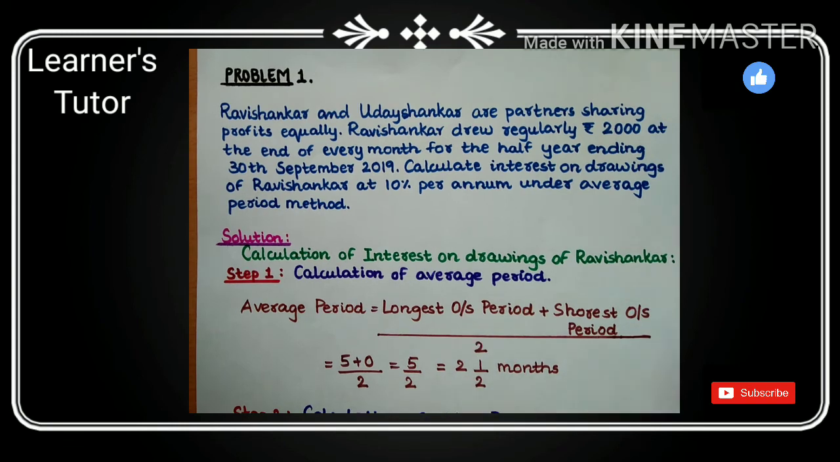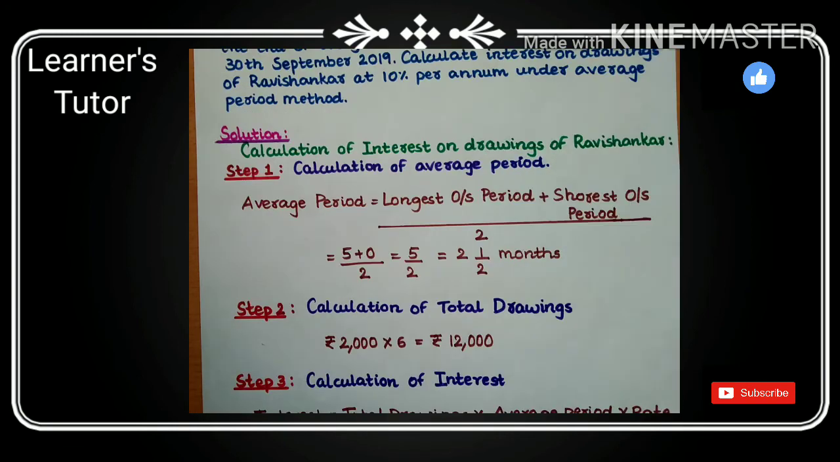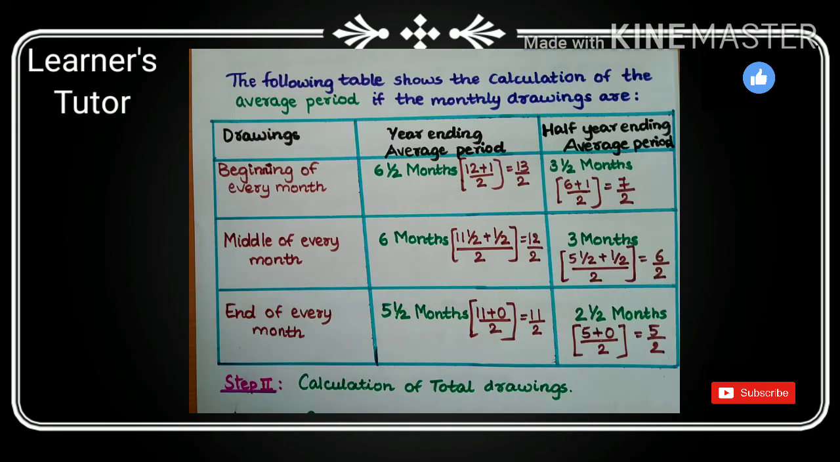Okay, next, see, for calculation of average period, if you know this table, whatever it is given, they would tell in this problem what they have told, half year ending average period at the end of every month. So which is that common thing? This. Every time, okay, this is a trick which I am telling. If you know this table, you can apply the same thing. It is common. You can write it up just like that. 5 plus 0 by 2 is equals to 5 by 2, 2.5 months.